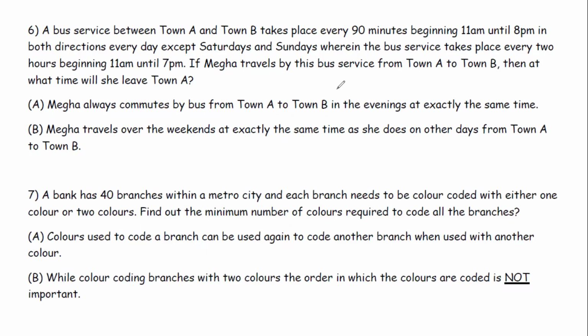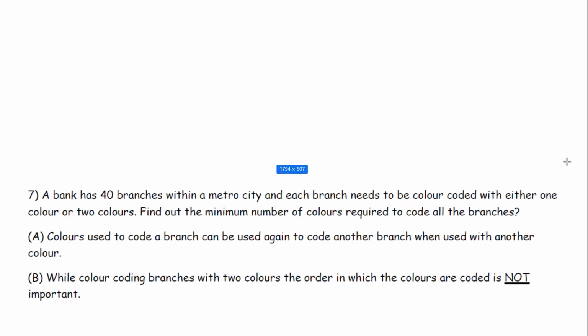Question 7. A bank has 40 branches within a metro city, and each branch needs to be color coded with either one color or two colors. Find out the minimum number of colors required to code all the branches. Okay. Right. So we have 40 branches.